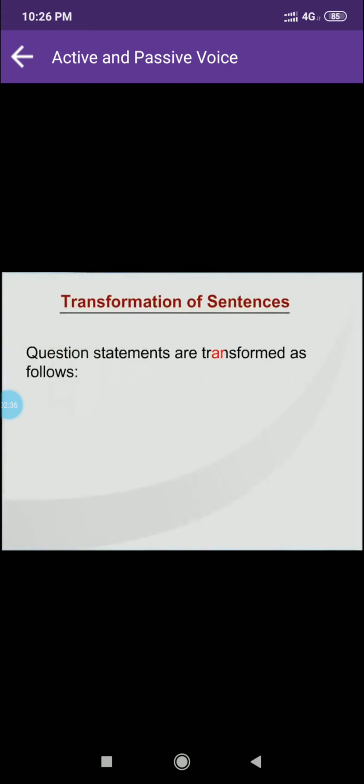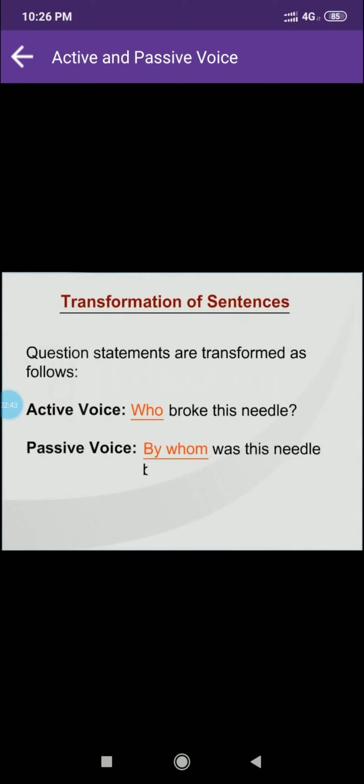Question statements are transformed as follows. Who broke this needle? is in active voice. By whom was this needle broken? is in passive voice.